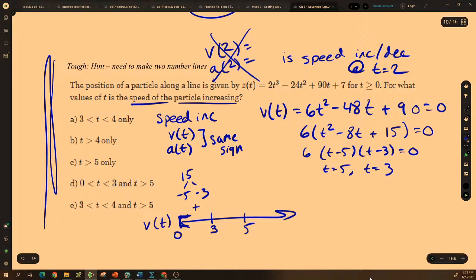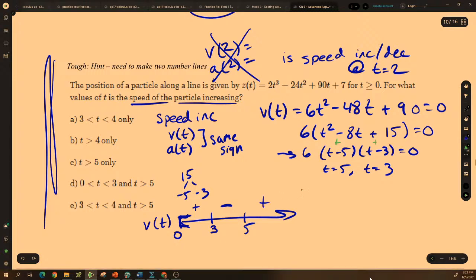When I plug in 4 up here, actually we should do it here where it's factored. That's actually the easiest spot. 4 minus 5 is negative, and 4 minus 3 is positive. So I get a negative answer. You know what? I plug in 6. 6 minus 5 is positive. 6 minus 3 is positive. I get a positive answer.